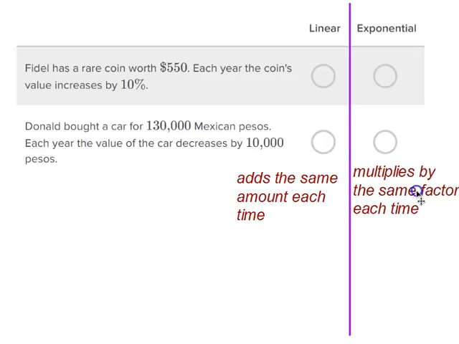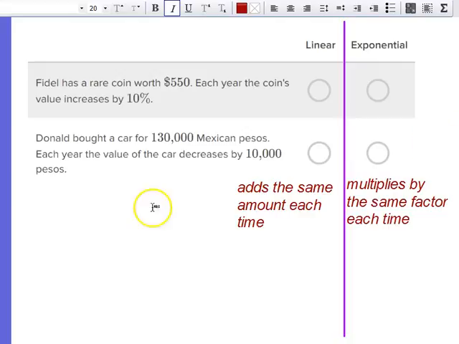And if that did not sink in, although honestly the best thing to do is to ask yourself, does this mean that the car decreases by multiplying by 10,000 each time, or does it mean that it minuses 10,000 each time? Use your common sense. That's really the best way to do it.